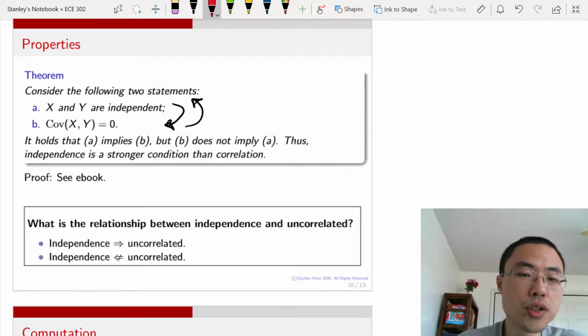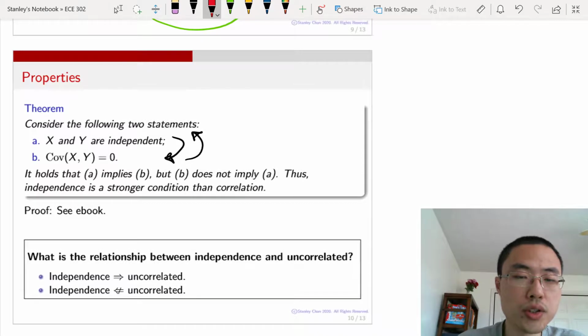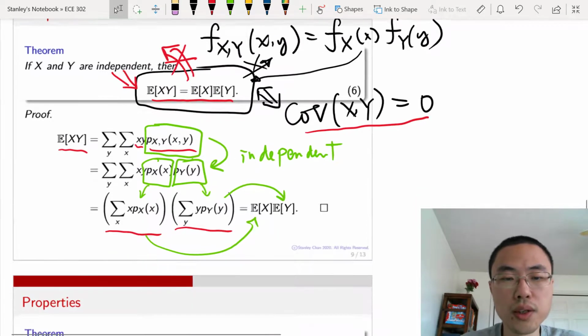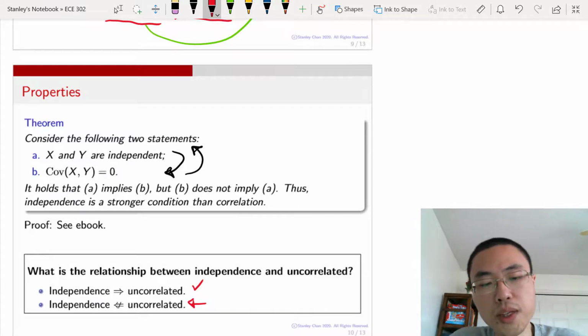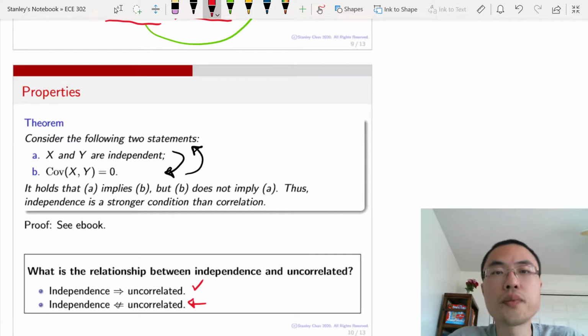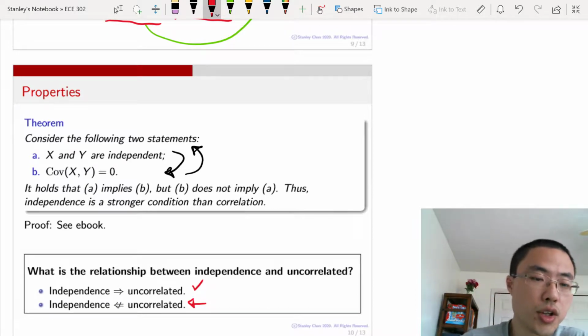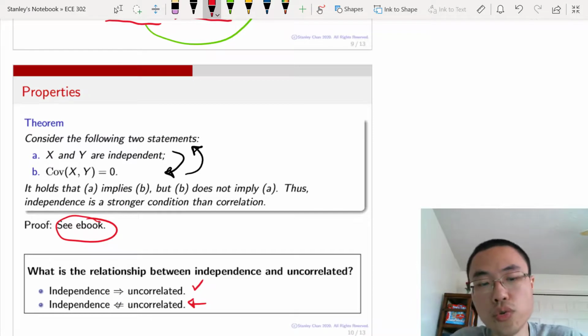Now, if you are ever interested in proving these two results, the first one is already proven here. If you're independent, you will get uncorrelated. For the reverse direction, all you need to do is come up with a counterexample, meaning that you can construct a pair of random variables that are uncorrelated, however they can still be dependent, and that is possible to construct. For the details, you can check our ebook, and there's a very concrete example to show you this counter argument.